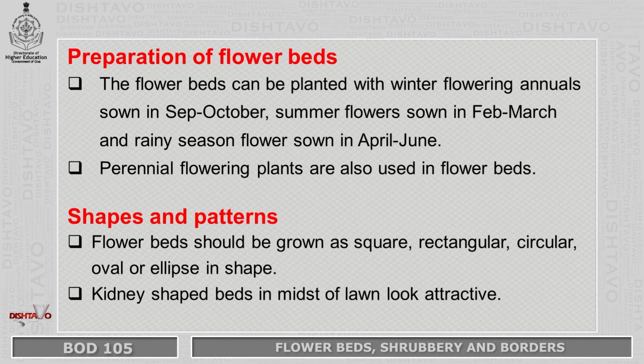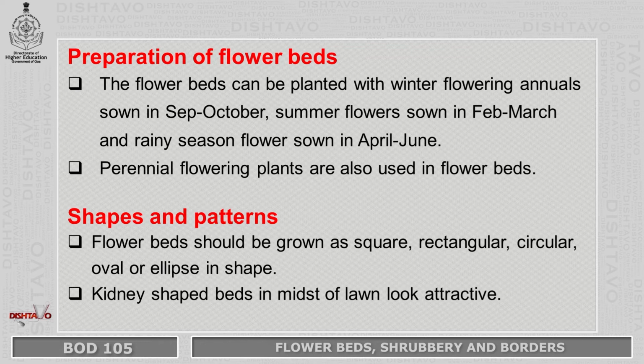Preparation of flower bed. A flower bed can be planted with winter flowering annuals sown in September to October, summer flowering plants in February to March, and rainy season flowers which are sown in April or June. Perennial flowering plants, means the flowers which are obtained throughout the year, can also be used in the flower beds.